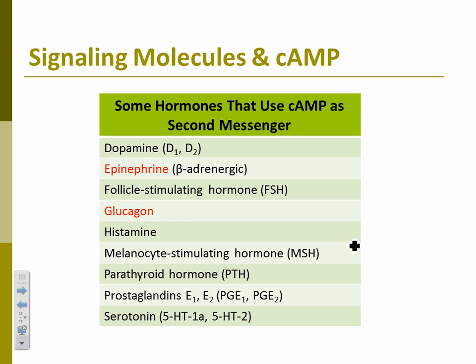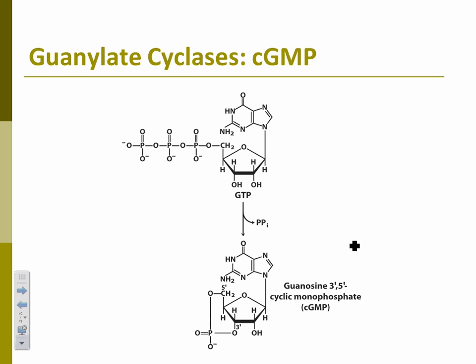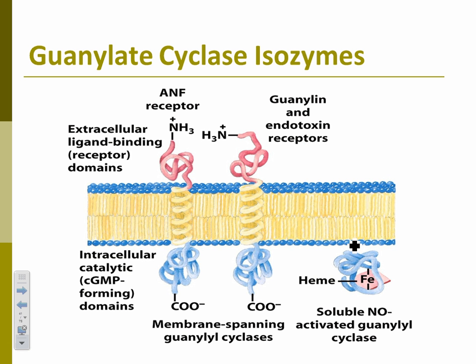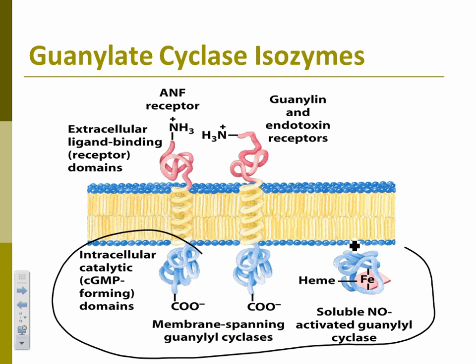Some good reading there. Again, quiz level right here, more FYI. Cyclic GMP is produced by these enzymes here. It's used as another second messenger. Definitely know this here, your soluble nitric oxide activated guanylyl cyclase.